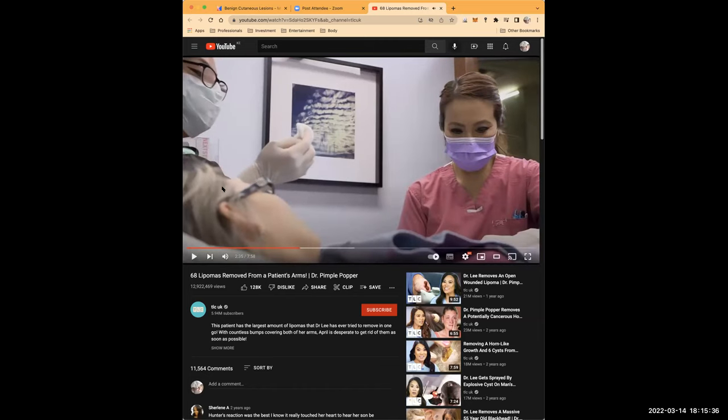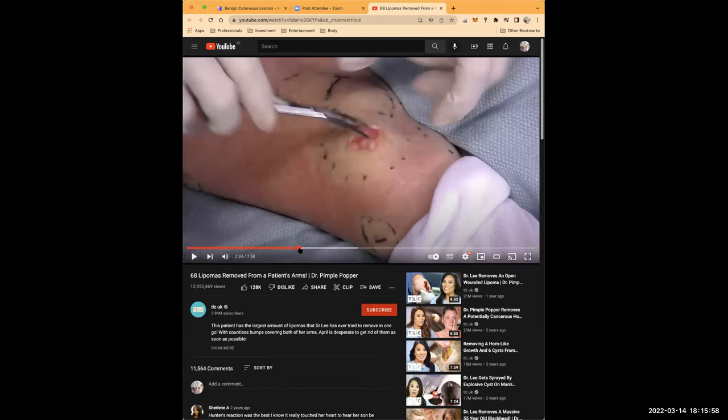I hope you guys have seen that technique. Again, remember the elliptical? For her, she's not done an elliptical, she's just done a linear incision across the surface, and then she's just popping them out. I think that's why she's called Dr. Pimple Popper. She pulled just underneath and pulls it out. Sometimes what you might have to do is what she just did here with the curved scissors. You might need to go underneath the skin and try and loosen the fibrous capsule and then pop it out. So that's what I wanted to share with you guys there.